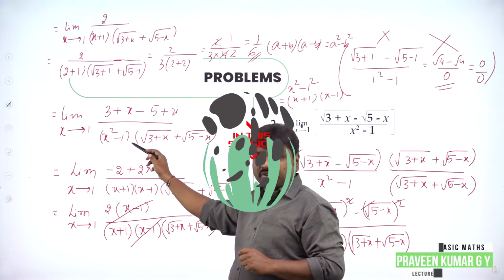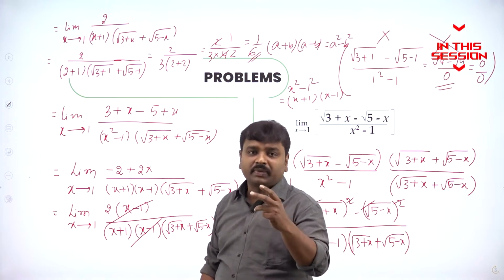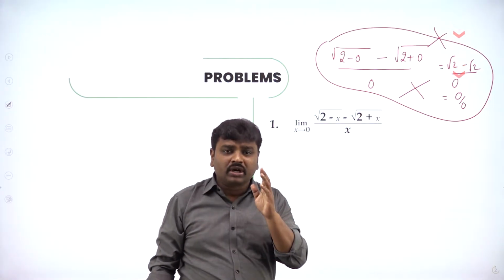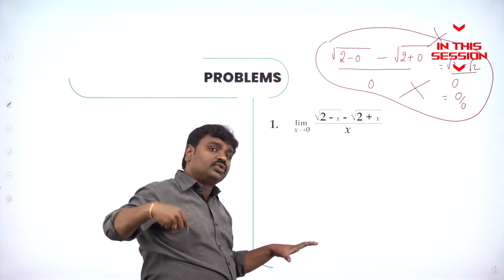Denominator a square minus b square can be written as a plus b into a minus b, x minus 1 cancels, and then you apply limit, you'll get the answer. 0 by 0. 0 by 0 is what? Mathematical indeterminate. That's why we should simplify this and then we should apply limit.